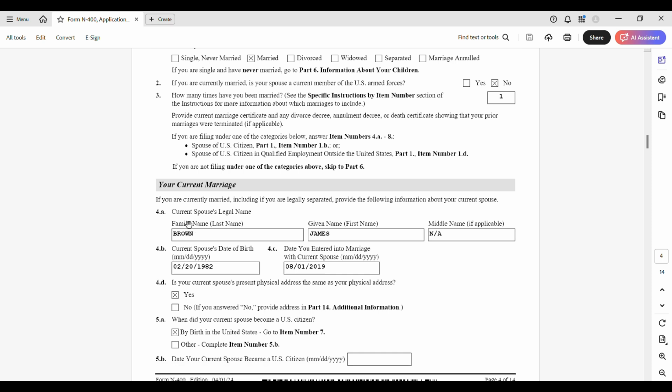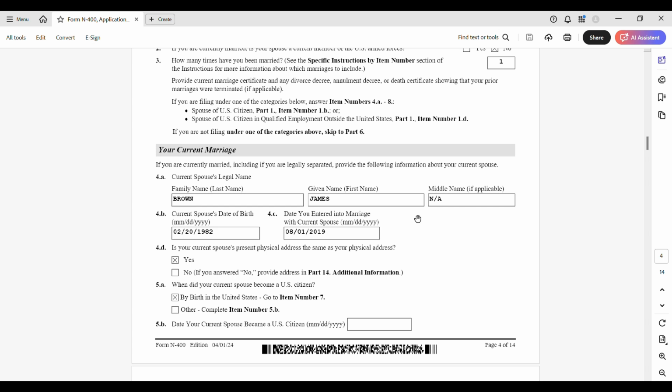Number 4A, your current marriage. If you are currently married, including if you are legally separated, provide the following information about your spouse, your current spouse. So this is self-explanatory. Current spouse's legal name. So we see the last name here of the spouse, so this is the information of the applicant's spouse.